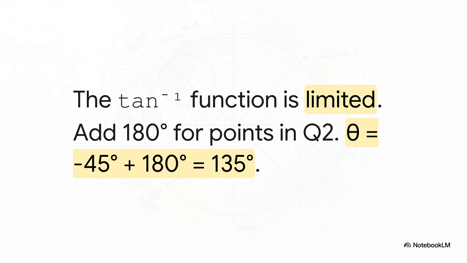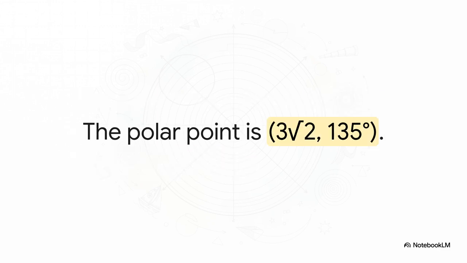You just add 180 degrees to the calculator's answer to swing it around to the right spot, which gives us the correct angle of 135 degrees. And now we have our real answer. The Cartesian point, -3, 3, is exactly the same as the polar point, 3 root 2, 135 degrees. So remember, always check which quadrant your point is supposed to be in.